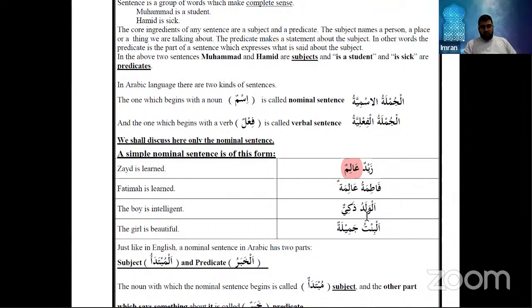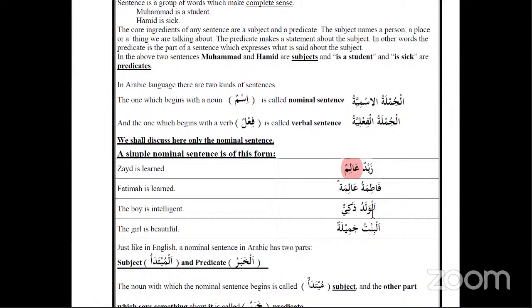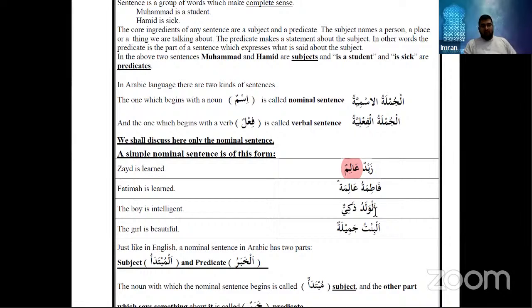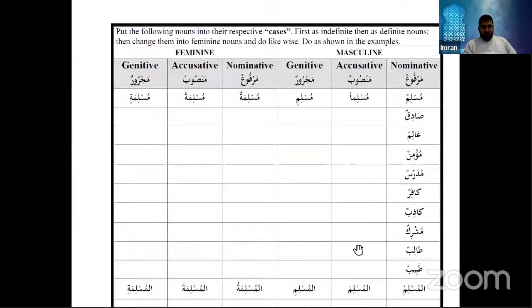And then we have al-waladu dhakiyun. Here, al-waladu is with alif lam, and it's coming in the beginning of the sentence. That's why it gets a dhamma, and it's a subject. Dhakiyun is the khabar. And then al-bintu jamilun, the daughter is beautiful, subject and predicate. Right, that's that.